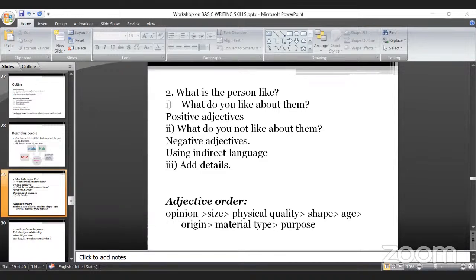Similarly, if you have adjectives that show the shape, age, origin, material, type, purpose, they all come in this order. So first goes opinion.